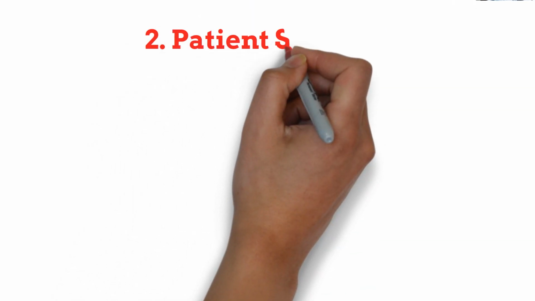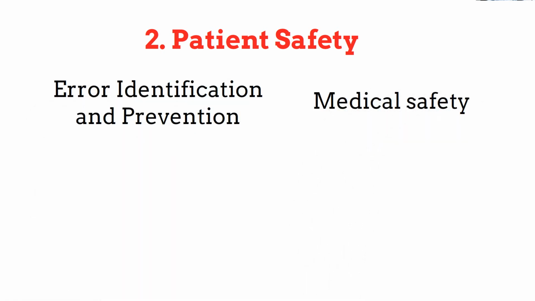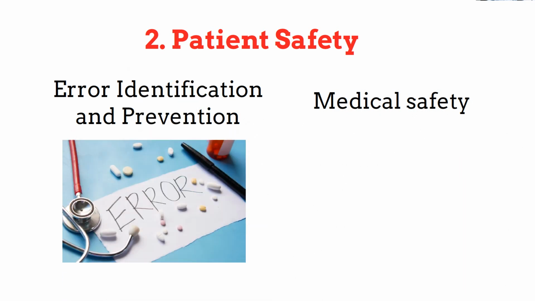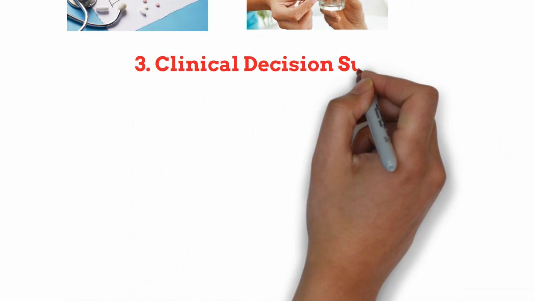Number 2. Patient safety. For patient safety, the simulation can be used for error identification and prevention and medication safety. For error identification and prevention, simulation scenarios can recreate potential medical errors or adverse events, helping healthcare providers identify and prevent mistakes, improve communication, and enhance patient safety. For medication safety, simulations can be used to train healthcare professionals in medication administration and reduce the risk of medication errors.